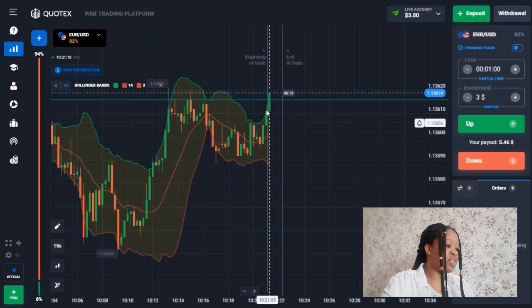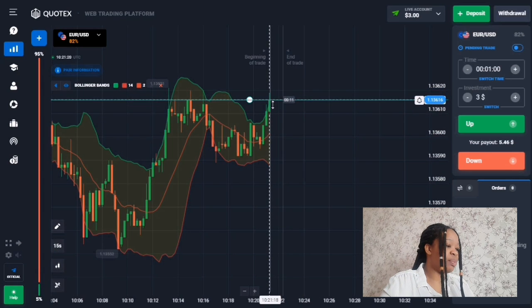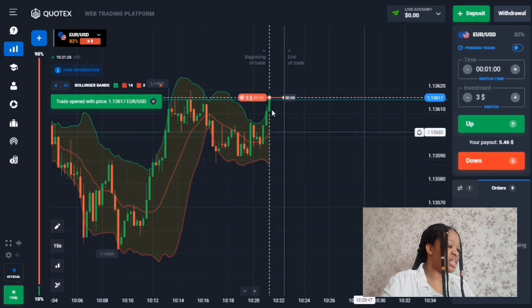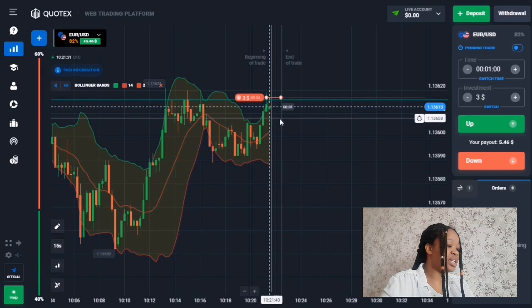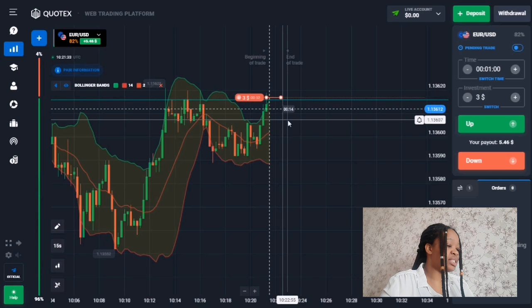This is the level of resistance on the chart, and the price is at this level. Here I'm opening a down trade for 1 minute. The price has exited the indicator boundaries, and it's indicating that anytime soon there will be a rollback downward. So I'll have to wait for the result of the trade.